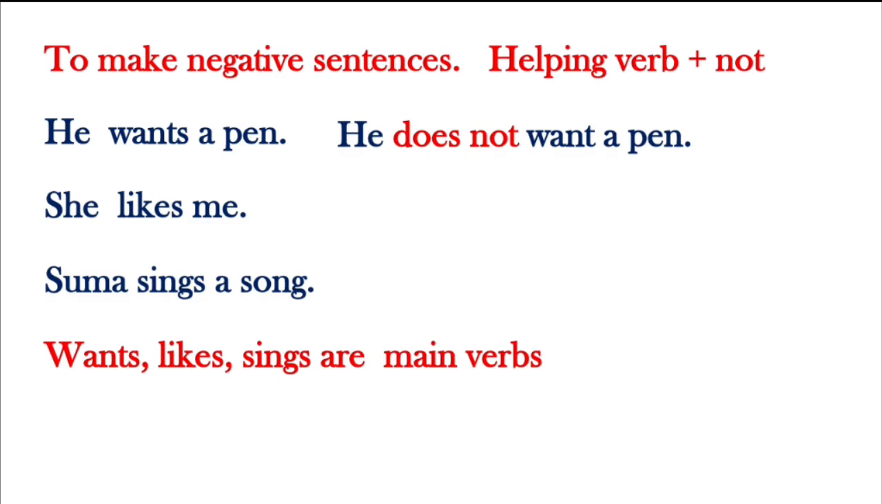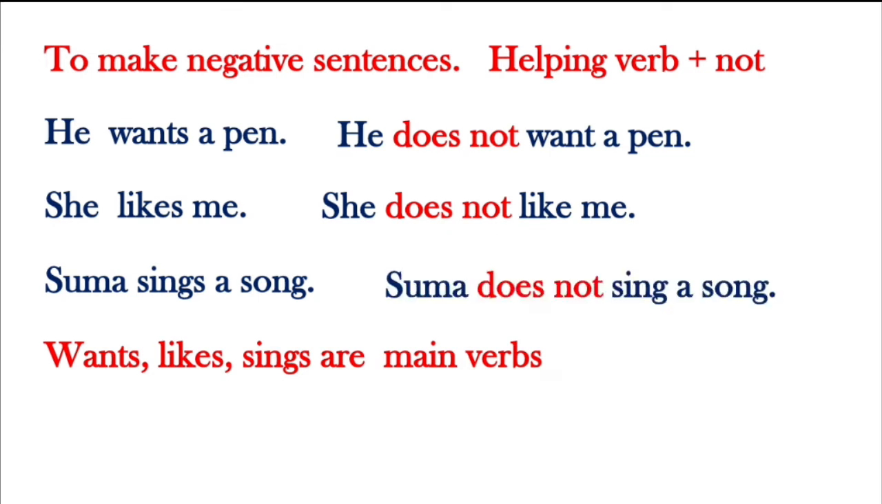See here, he wants a pen. Here he is a singular subject, so wants has the s. That s means does. So we have to use does here as a helping verb. Then to make a negative of these sentences: he doesn't want a pen, she doesn't like me, Suma doesn't sing a song. When we use does, the s in the main verb should not be used, since it is carried by does, so wants, likes and sings become want, like, sing. Okay, this is for does.